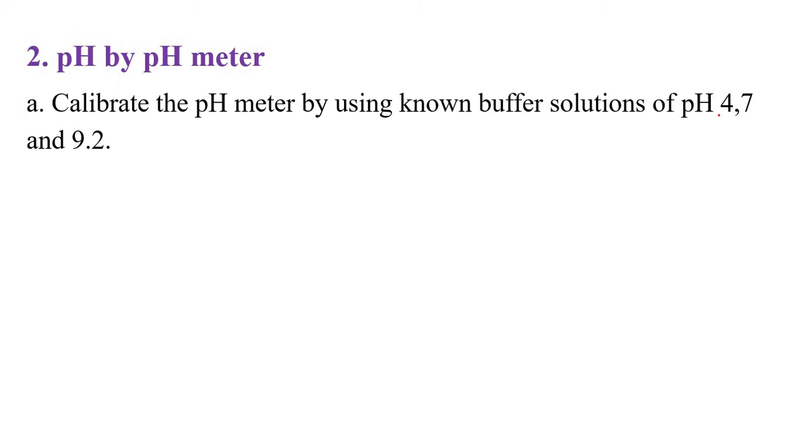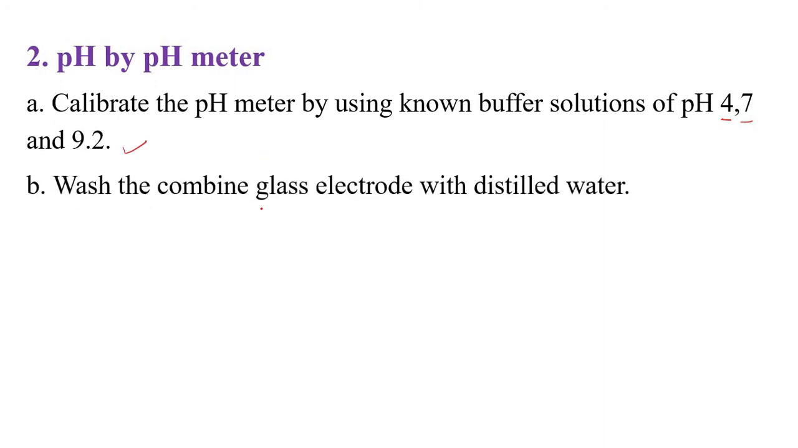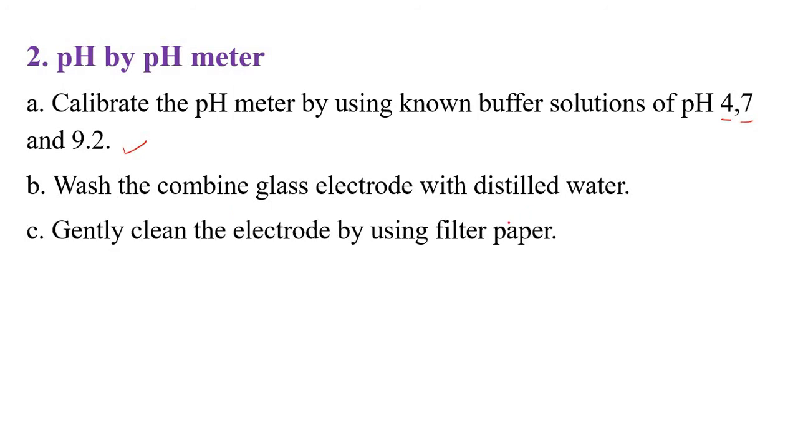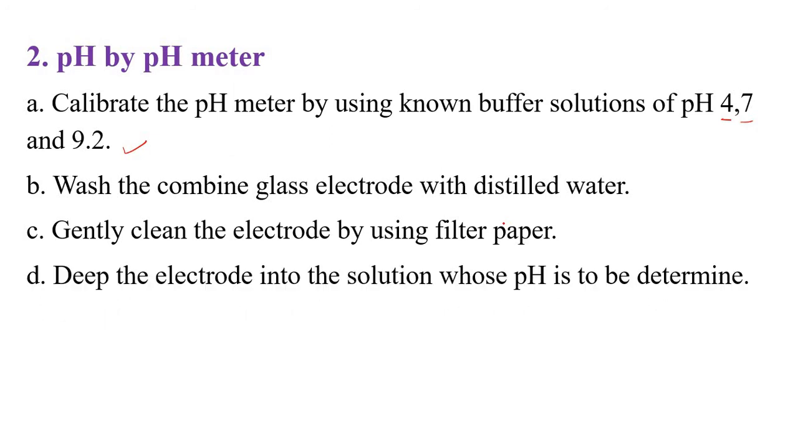The buffer solution is to be prepared with the help of pH tablets. Those tablets are commercially available, having pH of 4, 7 or 9.2. Now you have to wash the glass electrode with distilled water, then gently clean the electrode using filter paper. Dip the electrode into the solution whose pH is to be determined, and you will get the reading on the display of the pH meter. You have to note down the readings accordingly.